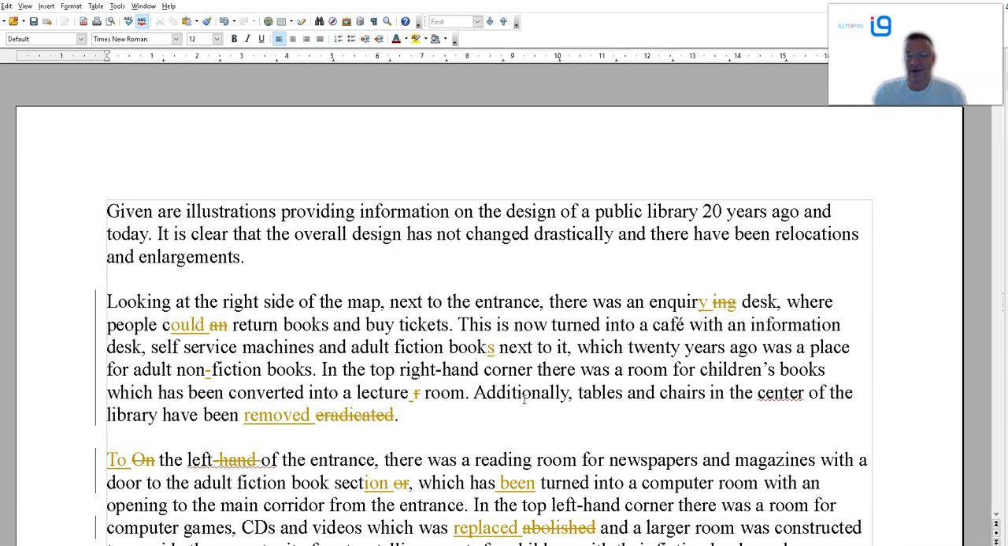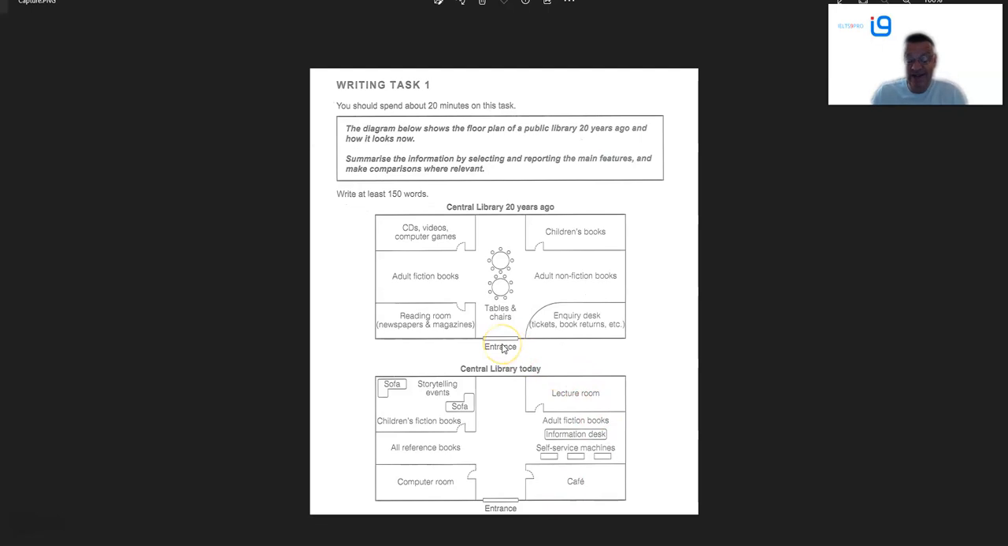So, like I said, the most obvious feature, apart from the tables and chairs, every single section of that library has changed, right? The only thing that hasn't changed is the entrance, really, yeah? So, everything's changed apart from that. Anyway, right, so, I hope that helps.